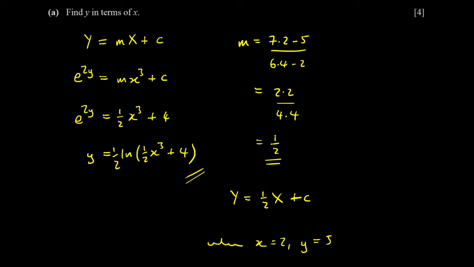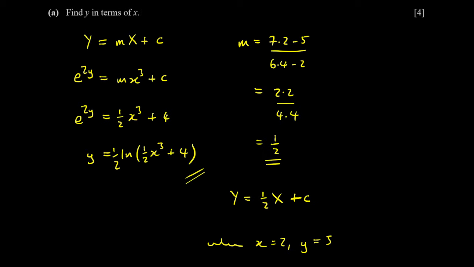Okay, now, part B. Want to find the values of x for which y exists. Now this is basically understanding the natural log. The natural log cannot take arguments that are 0 or negative, right? In other words, the thing inside here must be greater than 0, right? That's the condition. So a half x cubed plus 4 must be greater than 0. And if that's the case, then a half x cubed must be greater than negative 4, which means that x cubed must be greater than negative 8. And in order to secure that, x must be greater than negative 2.